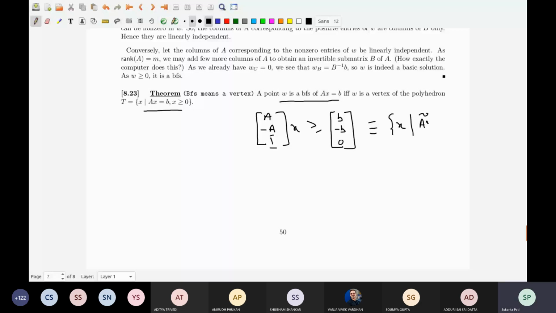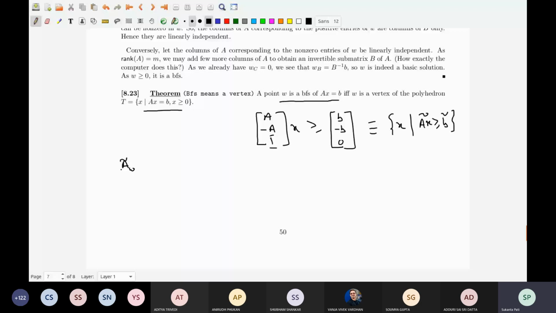So I have written something of the form x such that A tilde x greater than or equal to b tilde. I have written it in this form, and I want to test whether W is a vertex of this. Now, the test is already known. All you have to do is take A tilde W and see whether it has rank n or not. Now, what is A tilde W? You substitute W in place of x and see which rows are satisfied.